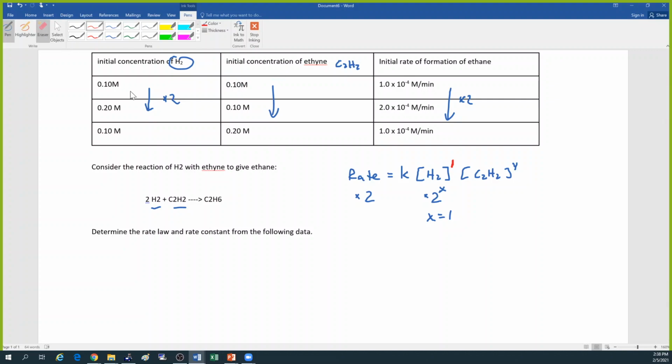All right, then can you try doing the second argument? Tell me which experiments to pick to figure out if the second reactant has an effect and what effect it has.